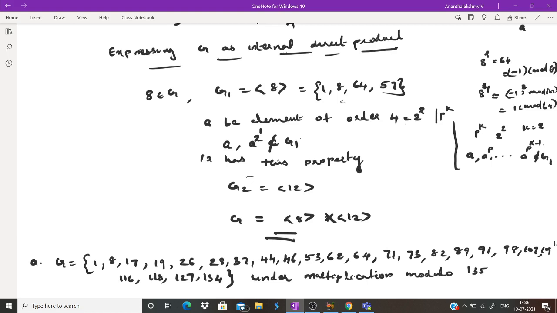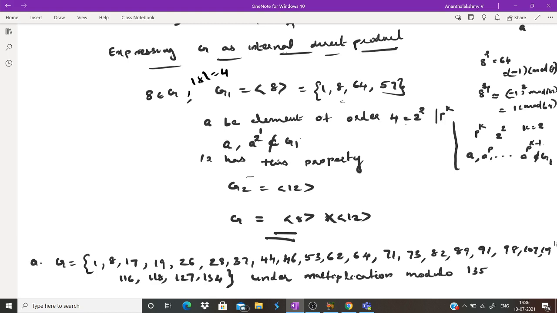You just pick any element. Now let 8 belong to G. We know that order of 8 is 4. Name it G1. G1 equals the cyclic group generated by 8. Here the operation is multiplication modulo 65. So you find the cyclic group generated by 8. So it is 1, 8, 64, 57. You can find it. What is 8 square, 8 cube, 8 raised to 4?